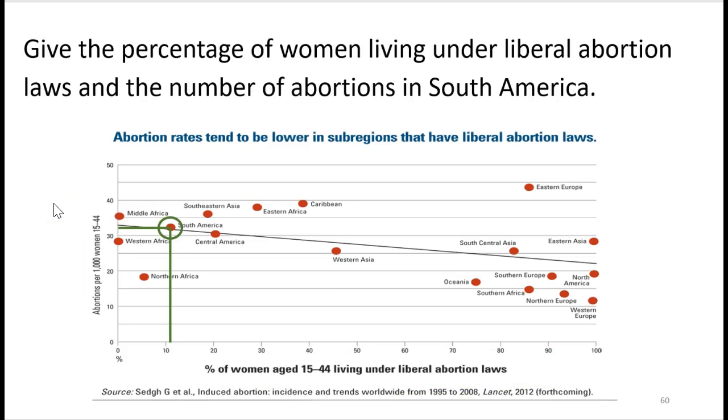If we want to give the percentage of women living under liberal abortion laws and the number of abortions in South America, we need to identify the South America point, which is right here. Notice, moving along to the y-axis, we can see that that is approximately 32, 33 abortions per 1,000. And for the percentage, we have approximately 11 or 12%.